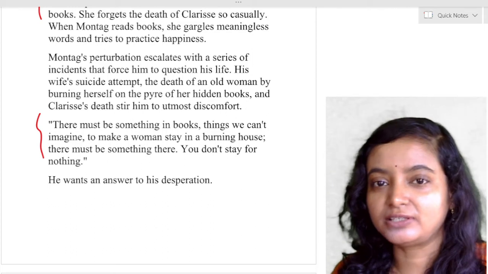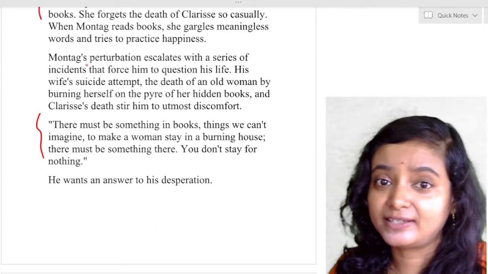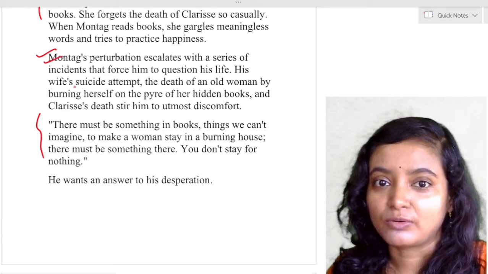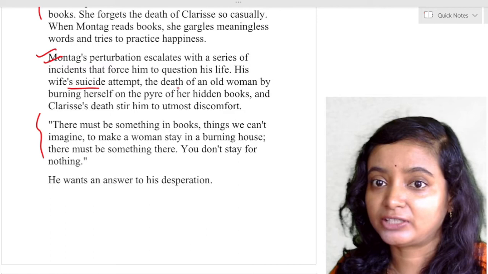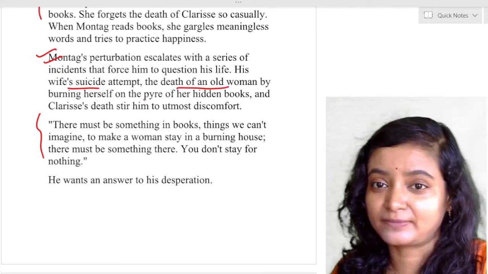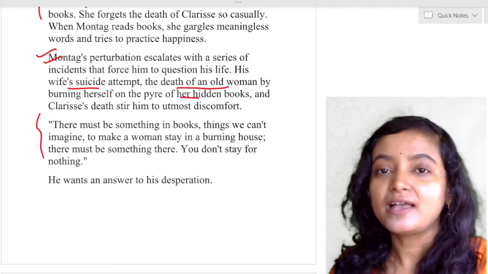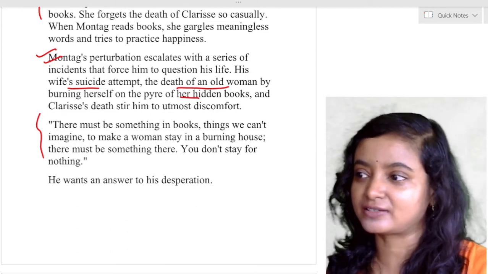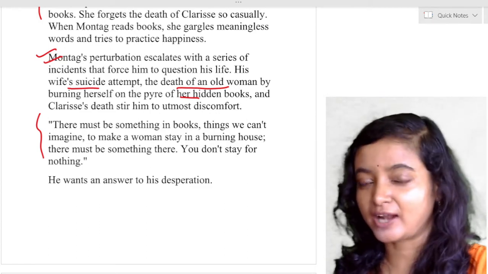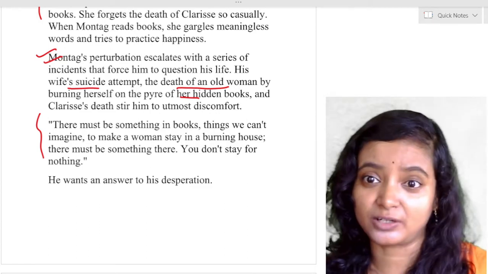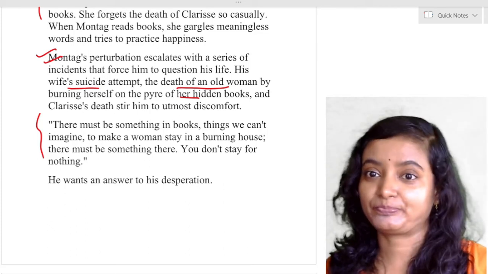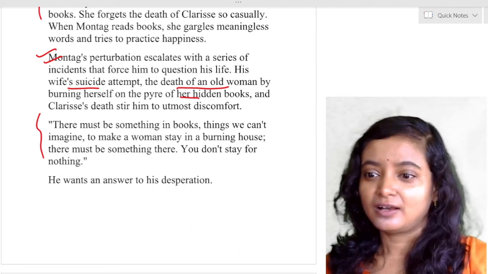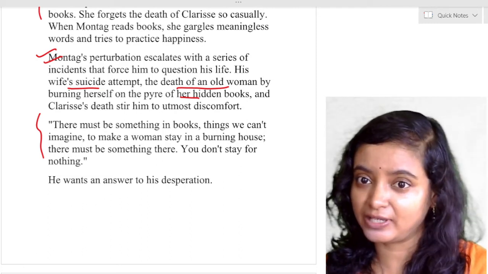But unfortunately, there are two deaths, and the deaths perturb Montag a lot. What are the deaths? One is not his wife's suicide attempt. It was not a death, but the death of an old woman by burning herself on the pyre of her hidden books. What happened? An old woman had stocked many books, and when the fire brigade came to know about her, they went there with Montag, and they burned that old lady with those books. Montag witnessed this incident with his own eyes, and it disturbed him a lot.